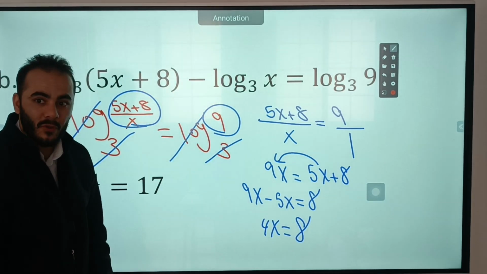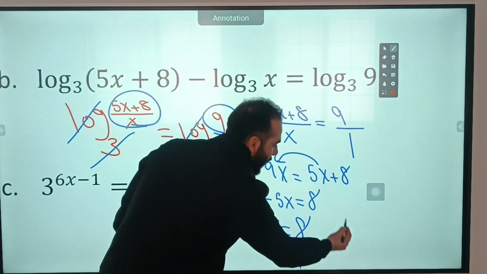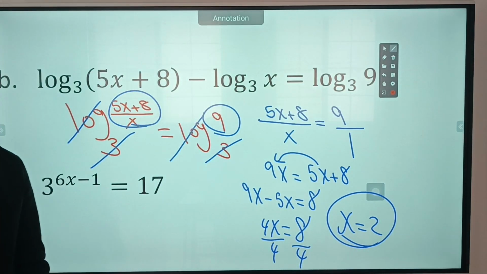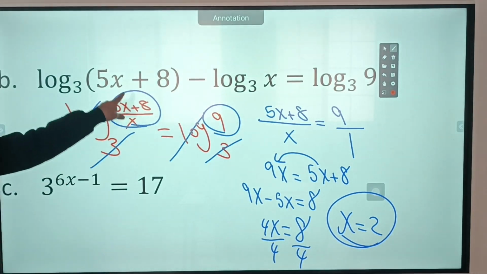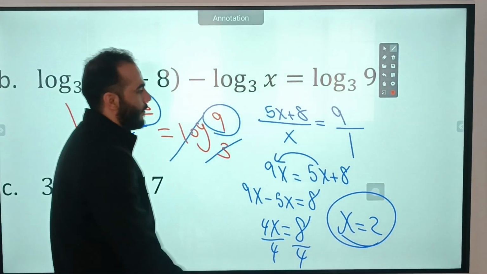Now divide both sides by 4. Divided by 4, x equals? This is the single solution that we have for this equation. Noor? Perfect.